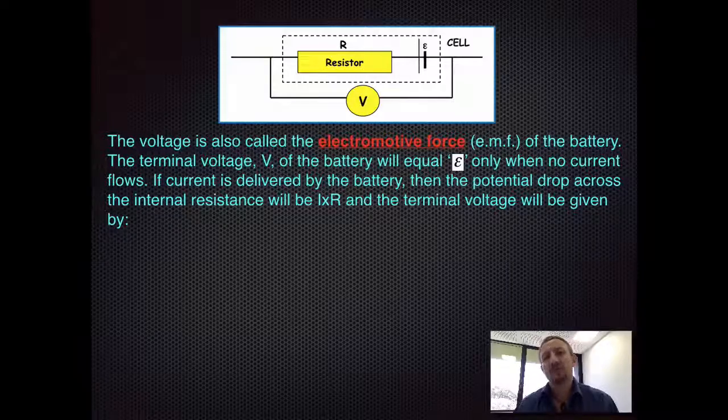Now when a battery is acting at full capacity, let's say a AA battery, you'll get out 1.5 volts of energy. If we put a voltmeter across that, V, we would get 1.5 volts, which would be a potential difference of 1.5 joules for every coulomb.